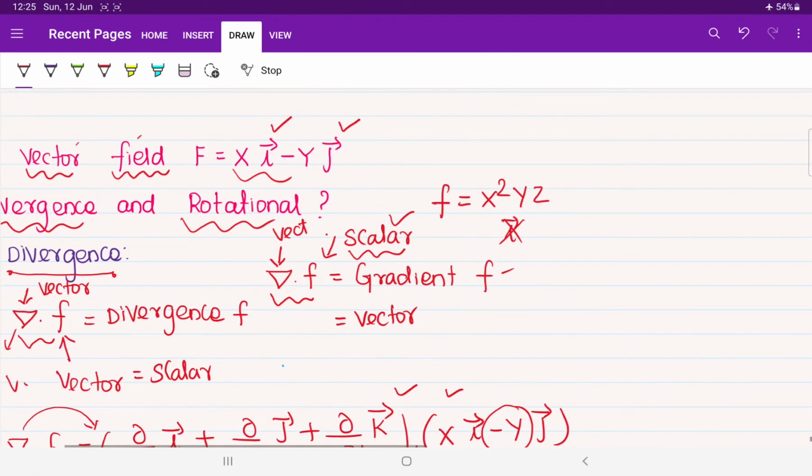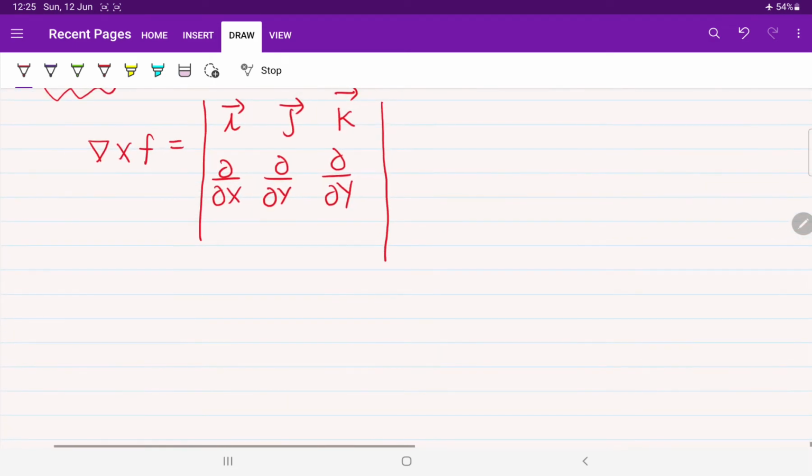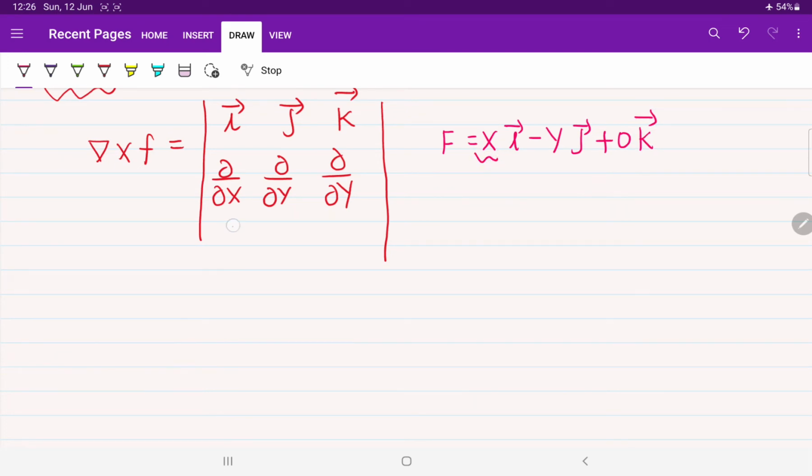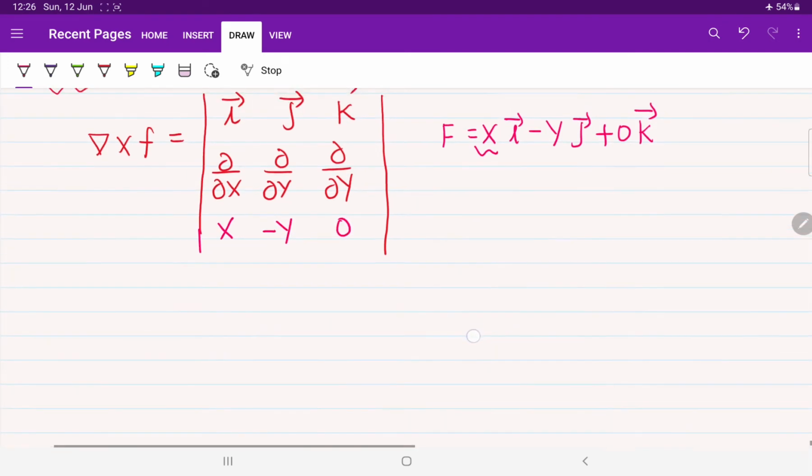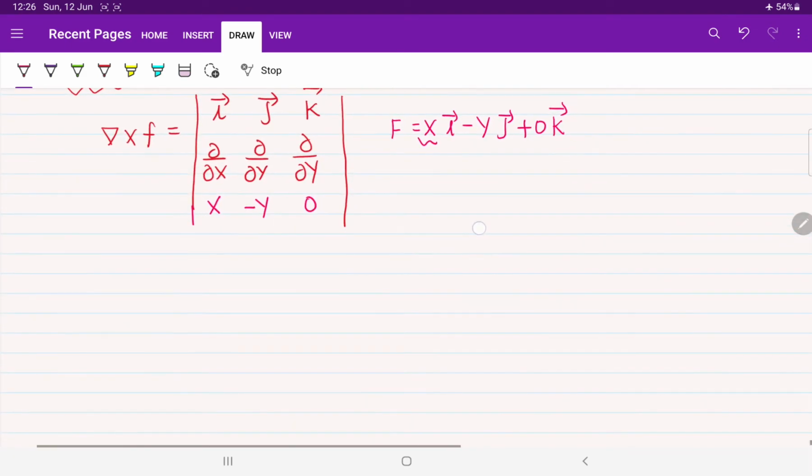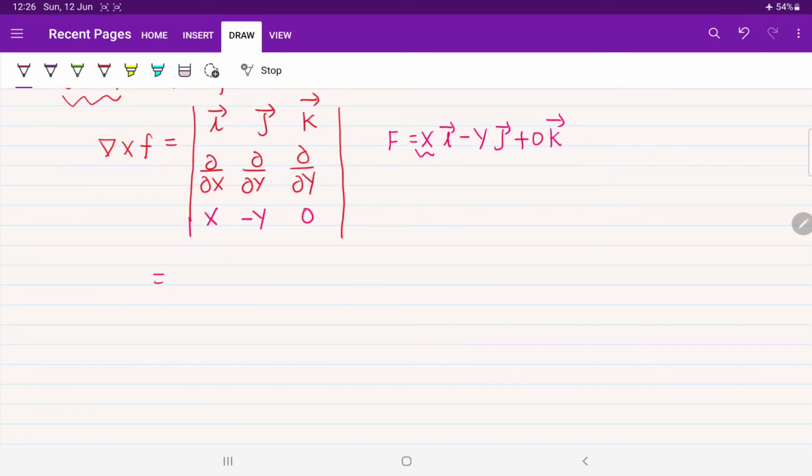Take your question f here and collect the coefficients of i vector, j vector, k vector. The function f vector is defined as x into i vector minus y into j vector. K is not there, it means it is 0 times k vector. Now collect the coefficients of your field and substitute here: x, minus y, 0. After that, I hope you all know how to calculate the determinant of a matrix. So let us see how to express the resultant determinant. This is how we express del cross f.